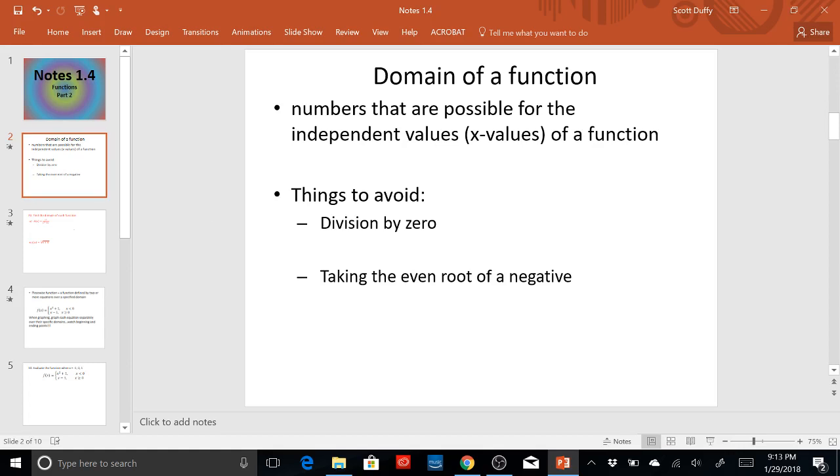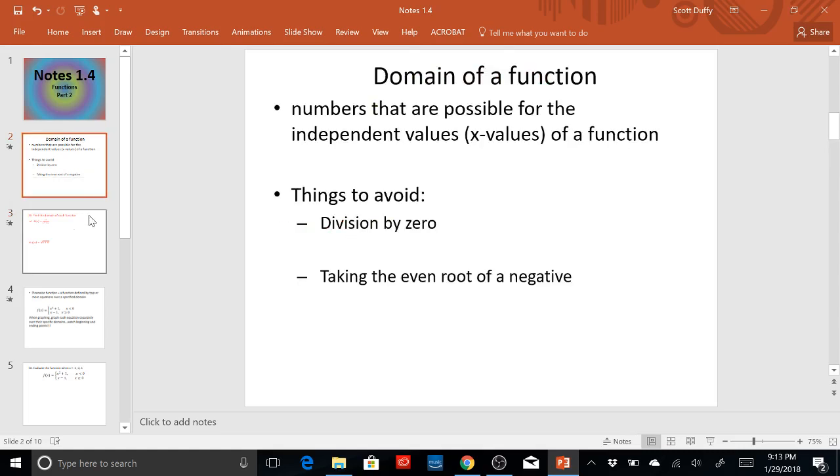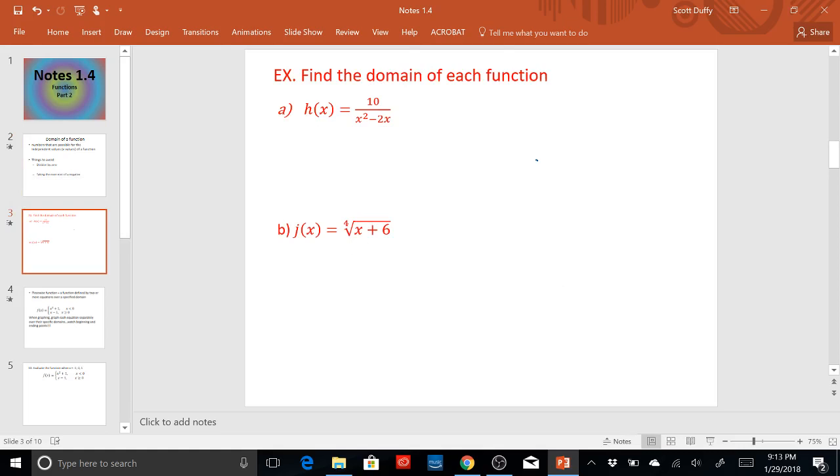So, domain of a function. We already covered this: numbers that are possible for independent x values of a function. We cannot have a division by 0 or take the even root of a negative value. Going on to that, there are two more examples of where we can't divide by 0 and take the even root of a negative. What we're saying is that this bottom cannot equal 0. So to find which values make it equal to 0, let's solve it.